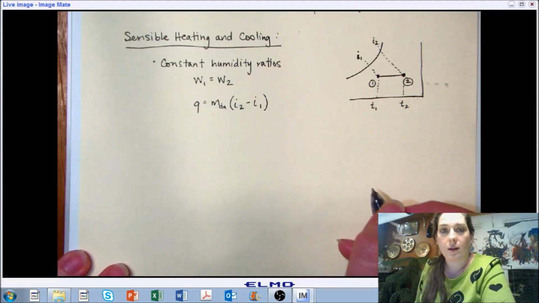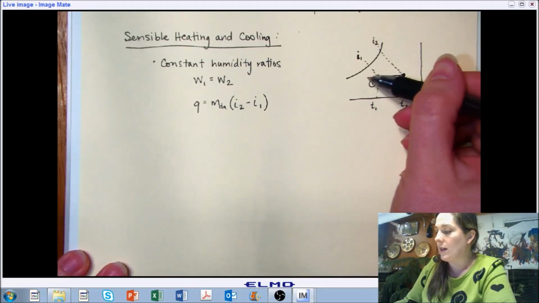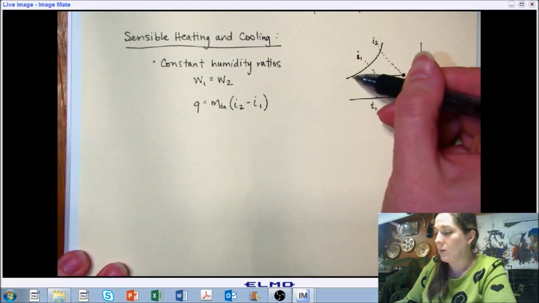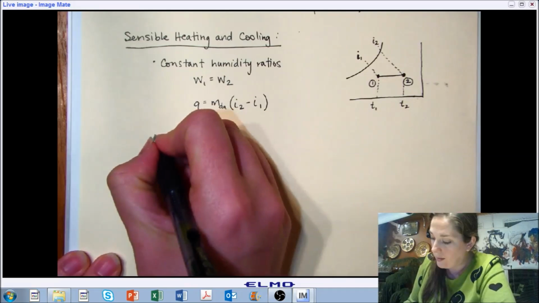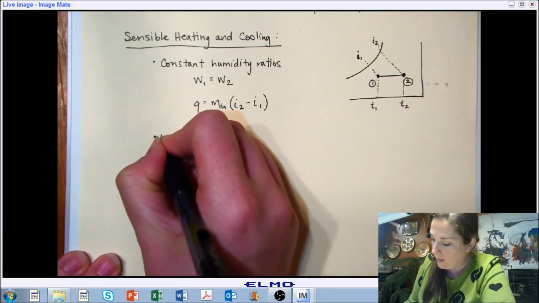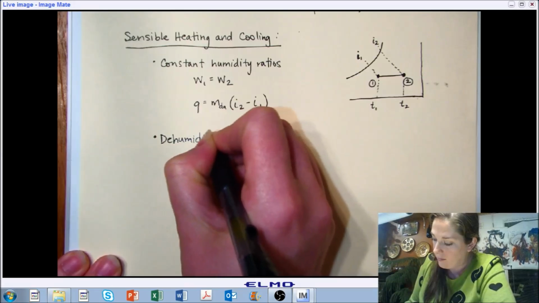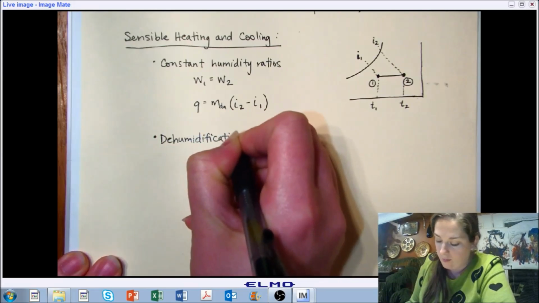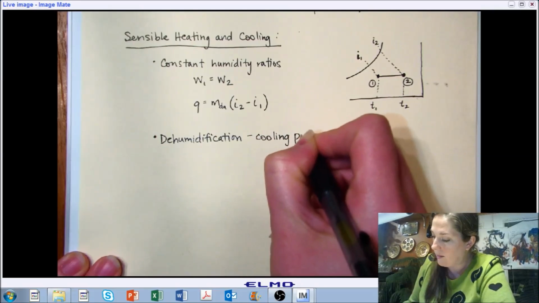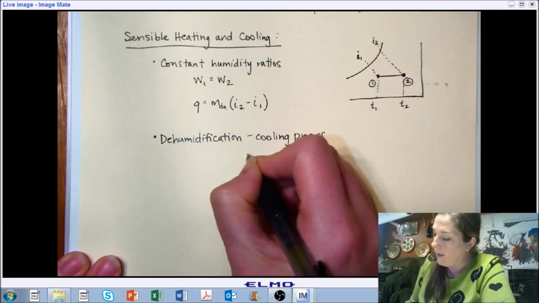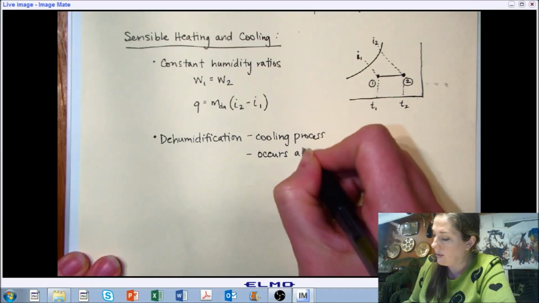If we are working along the opposite direction and we're going from 2 toward 1, we can cool all the way to our saturation line. And if we cool to our saturation line and continue cooling, so then we begin a process called dehumidification. So this happens when we're in our cooling process. And it begins if we reach the saturation line.